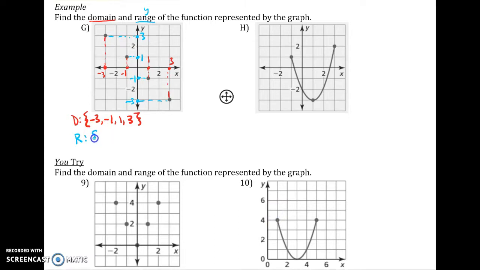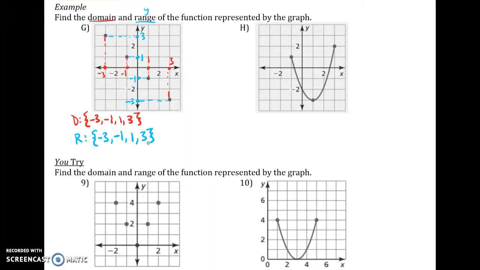Again, use that curly bracket for set notation. So we're looking at the set of numbers, smallest to biggest for y, -3, -1, 1, and 3. And that's what's called the range. And that's super simple, hopefully super straightforward for discrete graphs.